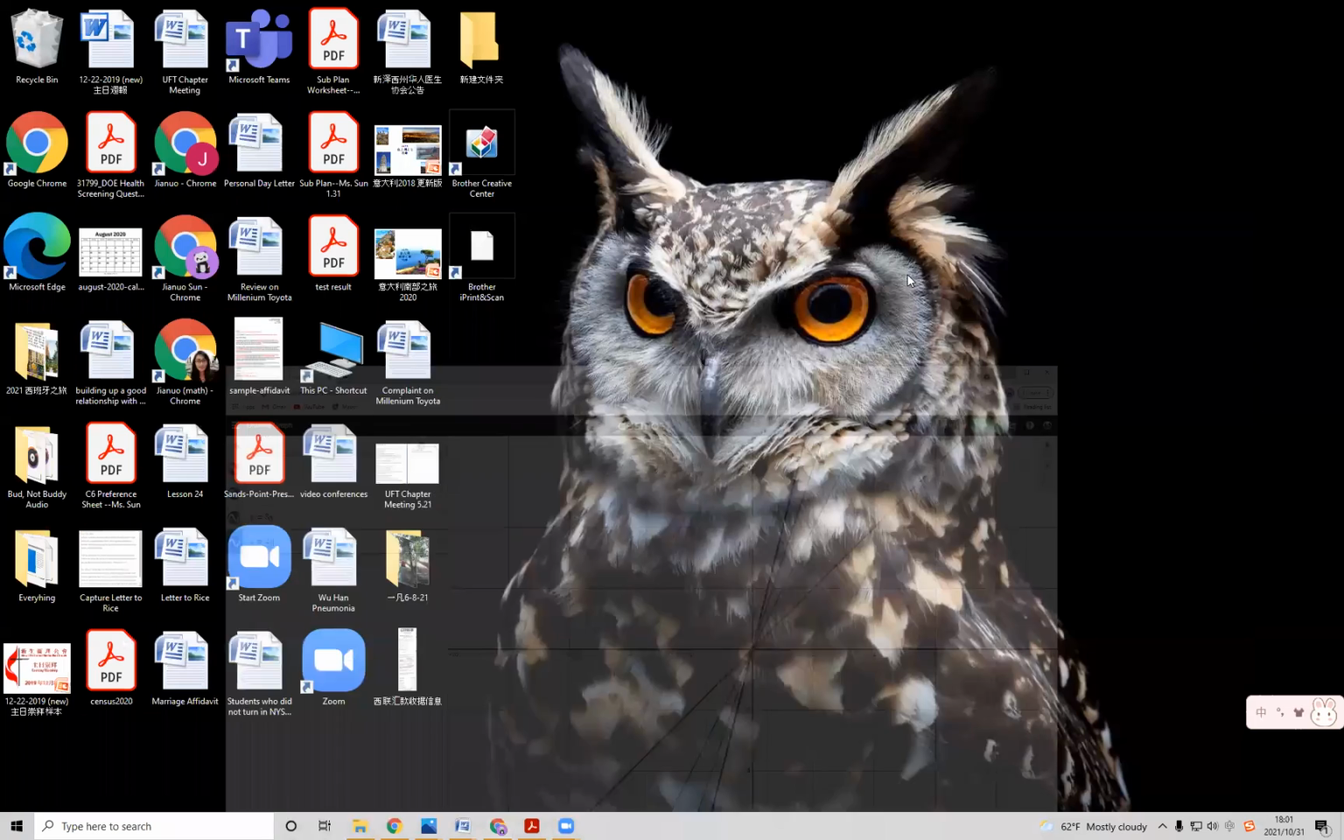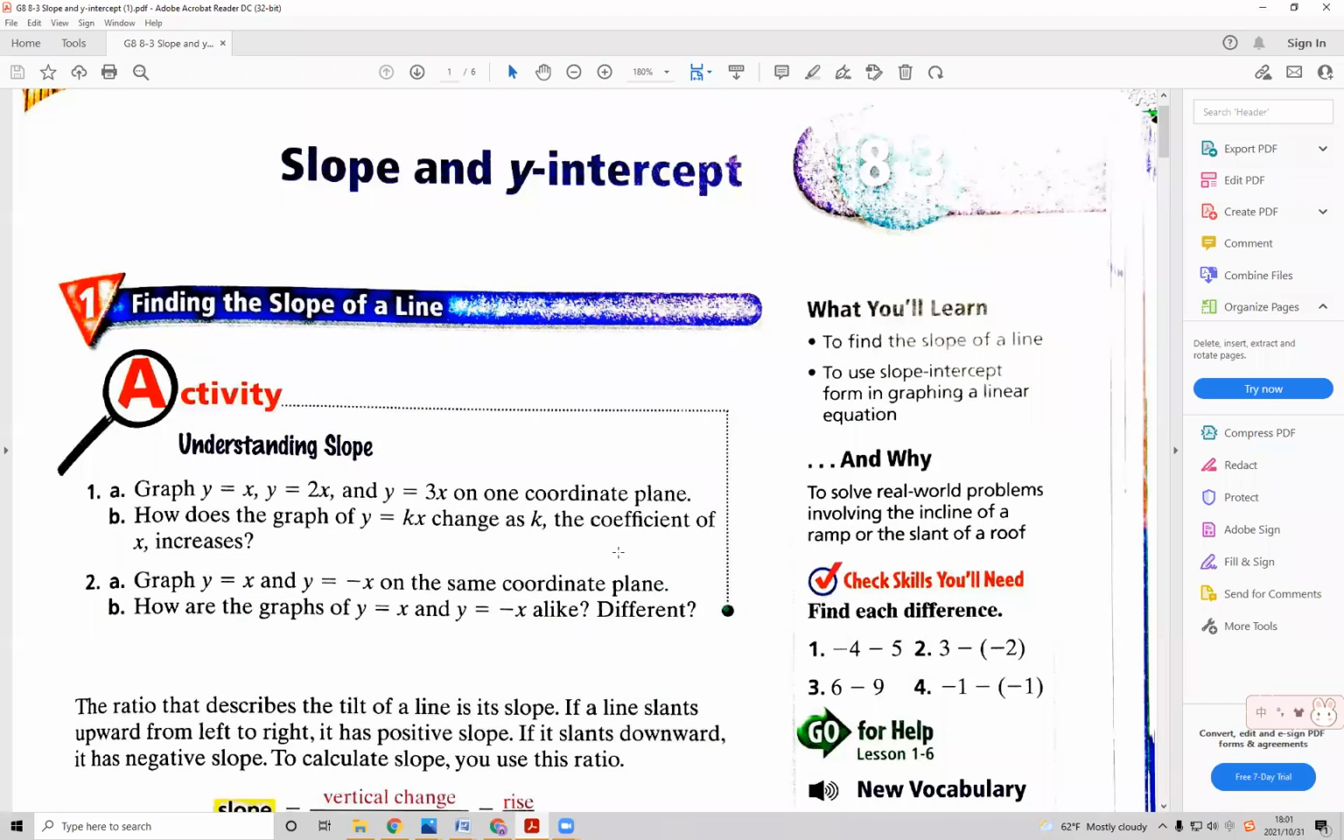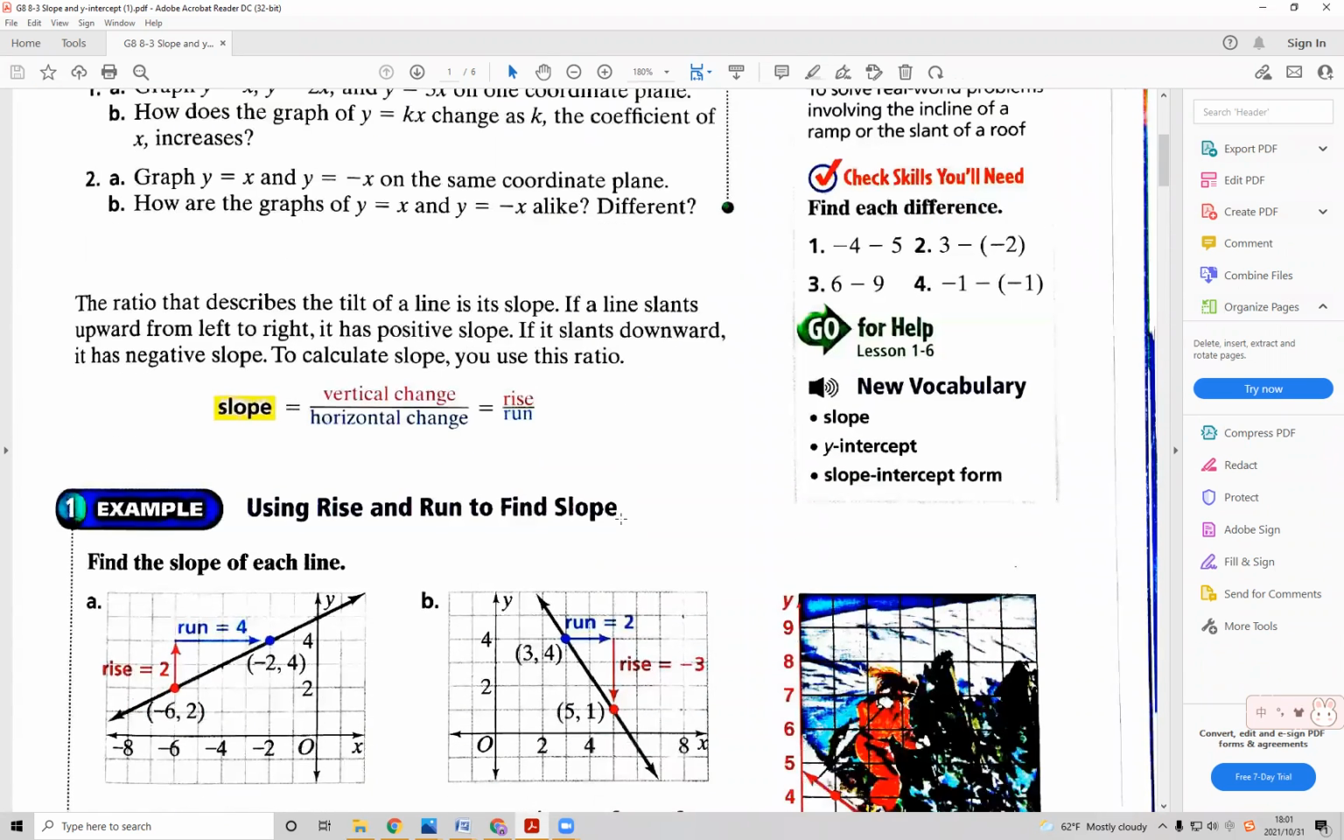So the definition for slope, let's take a look. The definition of the slope on this page says, the ratio that describes the tilt of a line is its slope. If a line slants upward from left to right, like example 1a over here, then it has a positive slope. If it slants downward, like example 1b here, it has a negative slope.